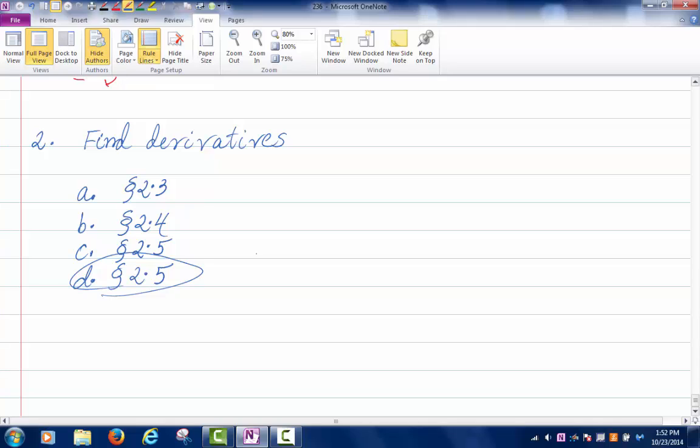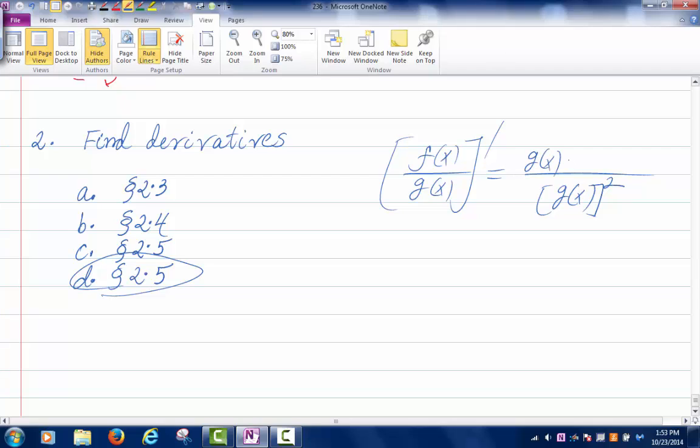The mistake that I see in the quotient rule is when you try to find the derivative of a quotient, what's the derivative of that quotient? The derivative of the quotient is you take the square of the denominator, and then you have the denominator times the derivative of the numerator, right? Low d high minus high d low.